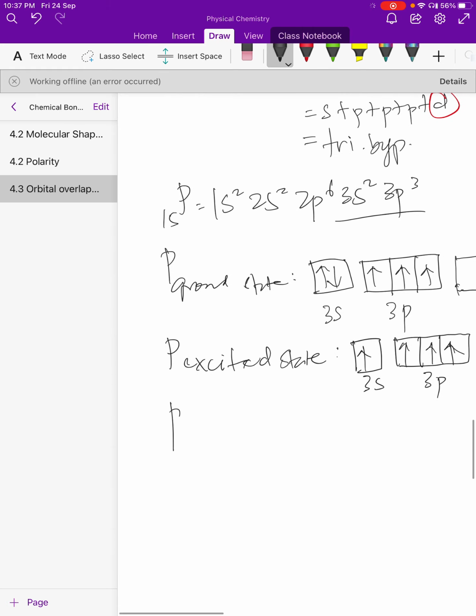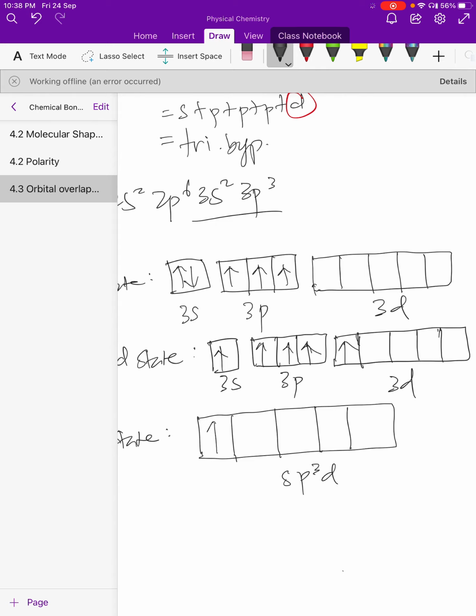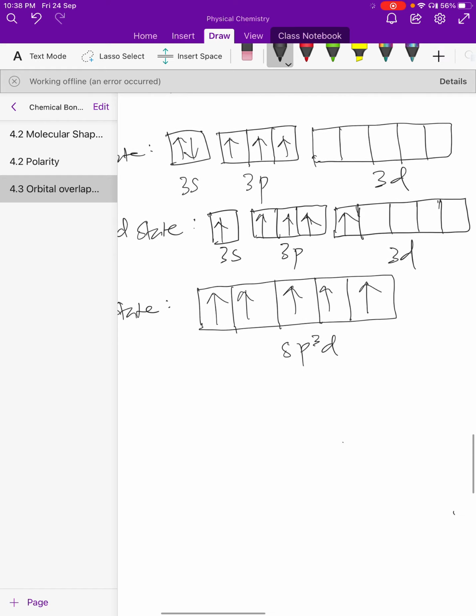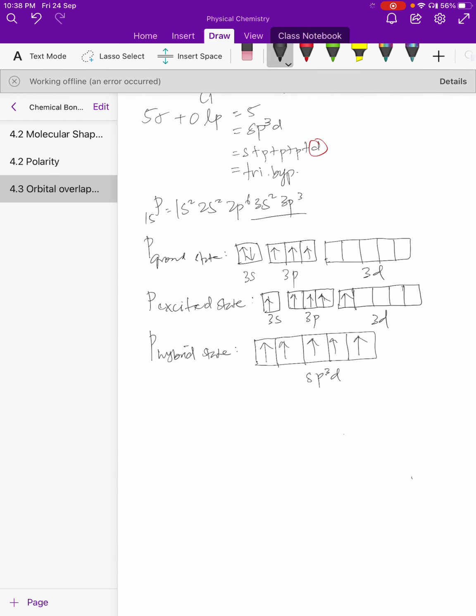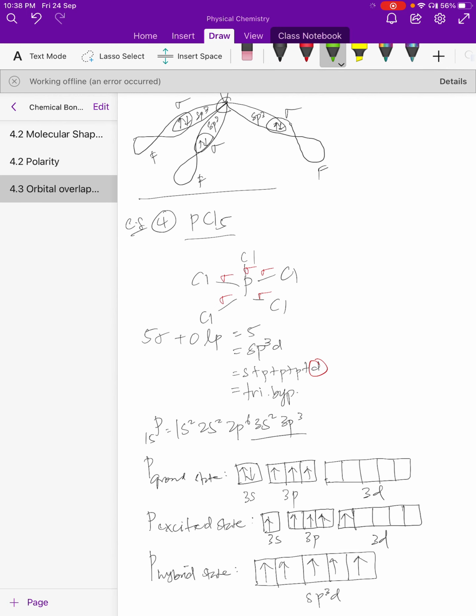And during the hybrid state, we will do the mixing of 1s with 3p and 1d. That is a total of 5 boxes. That is sp3d. One is from s, the subsequent 3 from p, and 1 from d. So we have 5 electrons. This is the hybrid for the central atom, phosphorus. For the chlorine, it shouldn't be a problem. Chlorine, we have done a few times.